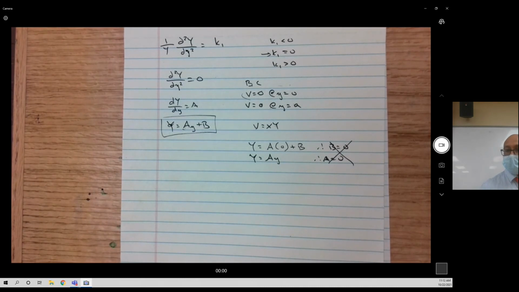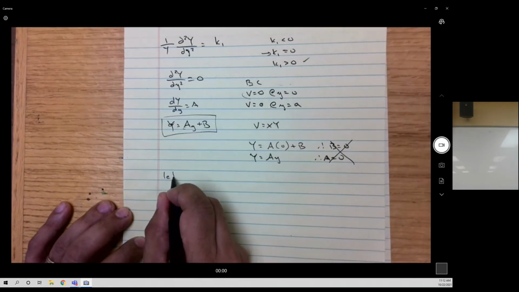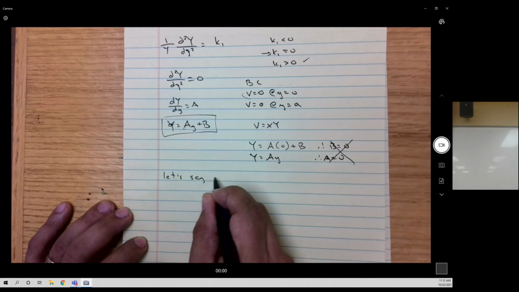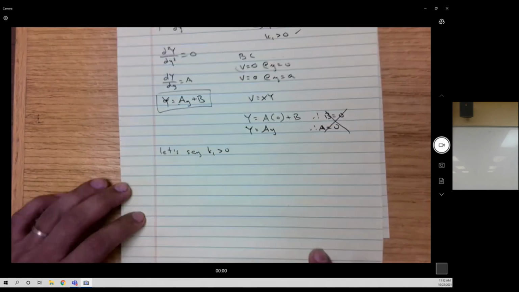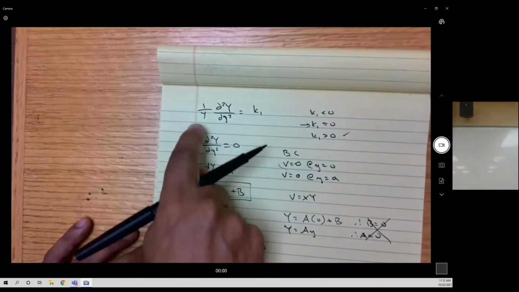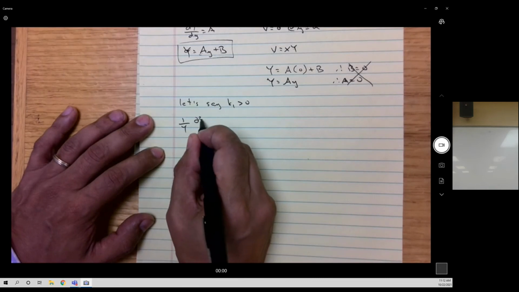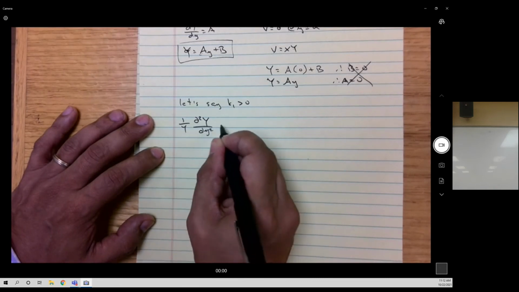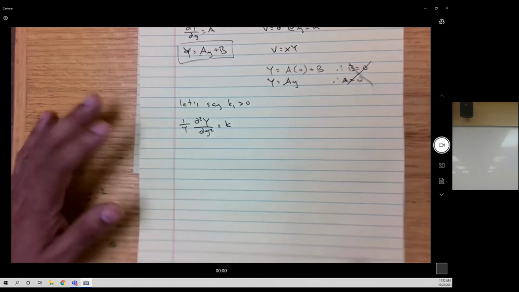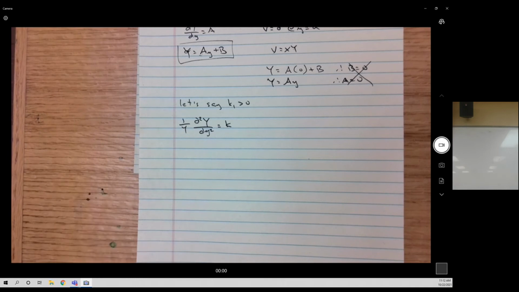Now, let's say I'm going to look for the second one. Let's say that K1 is bigger than 0. Then this differential equation will be 1 over y equals K, and I know that K is going to be a positive number. And this one is a differential equation.